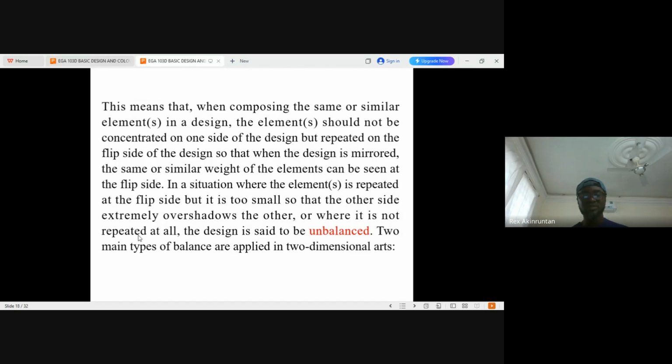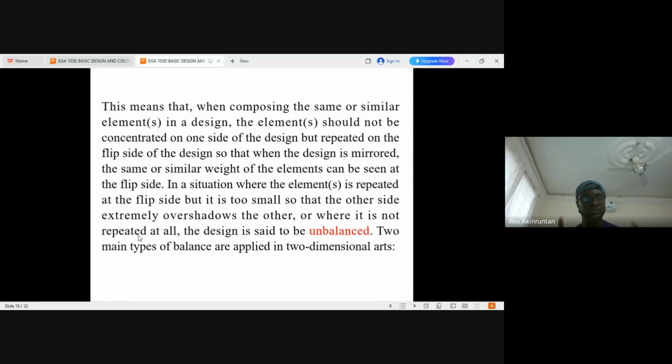Okay, so in a situation where the element is repeated on the flip side, but it is too small, so that the other side extremely overshadows it, or where it is not repeated at all, that is, when there is nothing there, the design is said to be unbalanced.